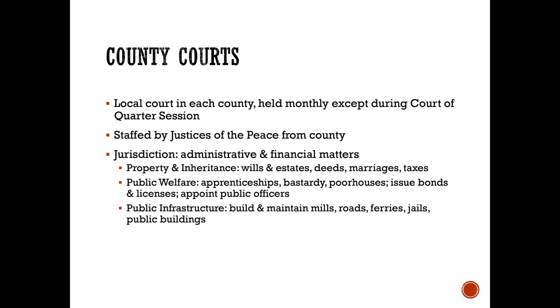So poor houses, or issuing bonds and licenses, or appointing public officers to oversee certain things. They also maintained public infrastructure like the mills and roads, ferries, jails, public buildings, things like that. So this is another reason they collected the taxes and then spent it. So this is the county courts specifically.